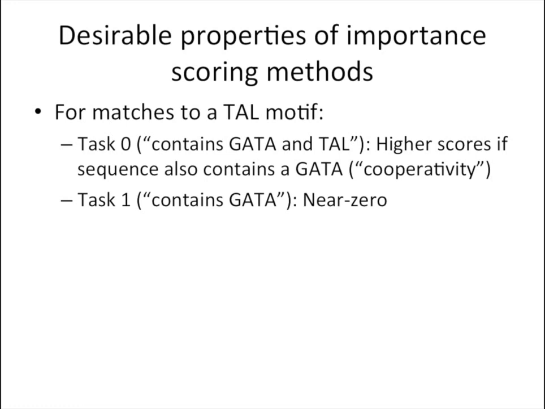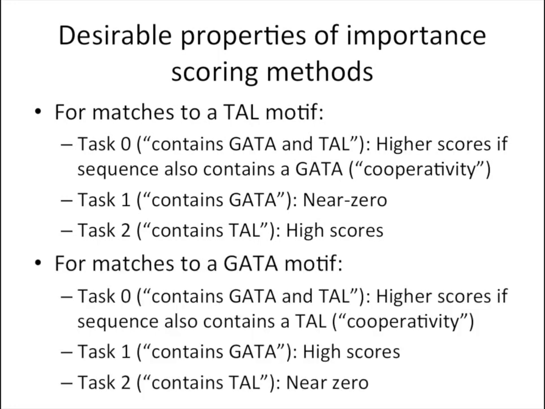For task 1, which is 1 for sequences where a GATA motif has been embedded, we want scores near 0 on instances of a tal motif. This is because a sequence is no more likely to contain a GATA motif if we know that a tal motif has already been embedded in it. For task 2, which is 1 for sequences where a tal motif is embedded, we simply want high scores on strong matches to the tal motif. And of course, we expect to see the analogous trend for the GATA motif, high scores on task 1 and near 0 scores for task 2.